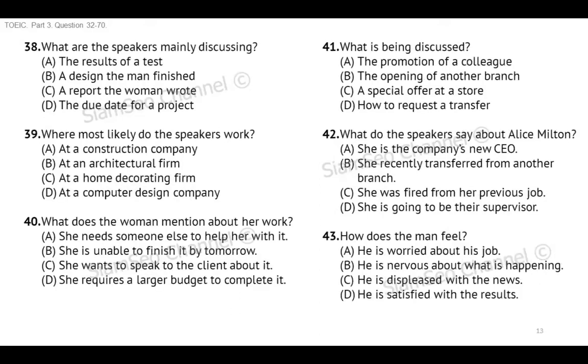Questions 38 through 40 refer to the following conversation. Lara, how is the work on the redesign of the Fargo building progressing? Do you think that you're going to be able to finish everything by tomorrow's deadline? I'm afraid not, Mr. Ito. The work is taking much longer than I expected it to.